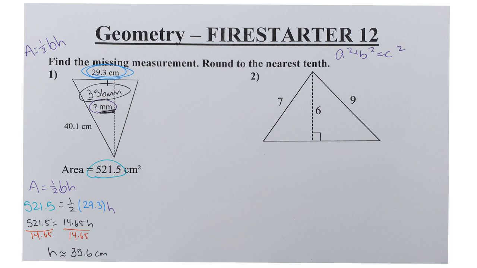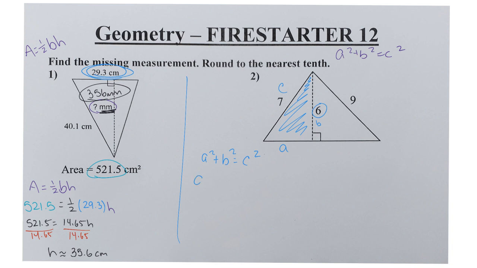Alright, I'm going to start off with the left triangle. So I'm starting off with this blue triangle here. We'll say this is A. We'll say this is B. We'll say this is C. Remember, C is always across from 90. C is always the longest. C is always the hypotenuse, which is the longest side. So I'm going to say A squared plus B squared equals C squared.